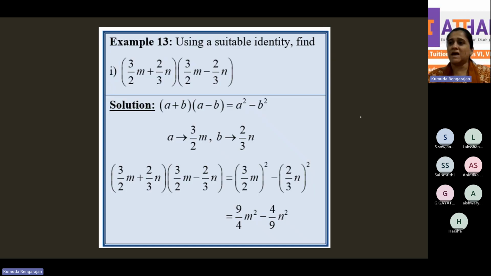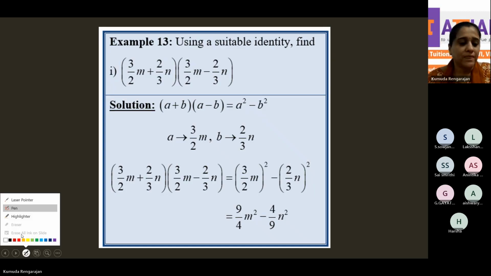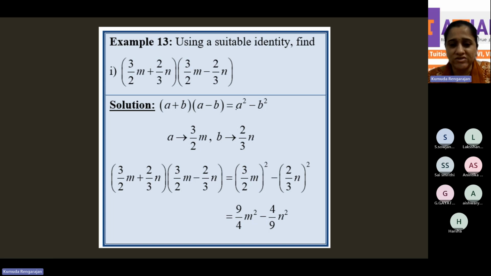Same thing, we're using it backwards because the question given is like this one. So then this will be the answer. I told you, you can use the identity forwards and backwards.